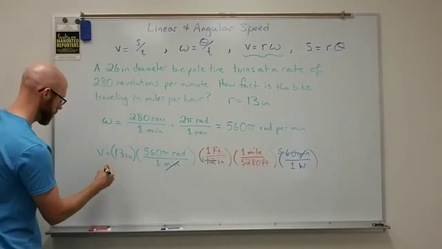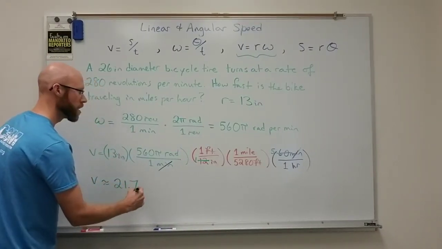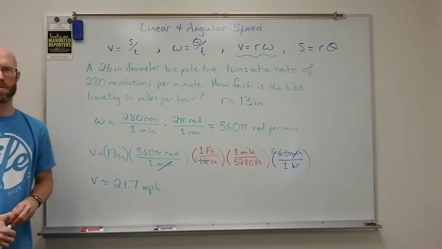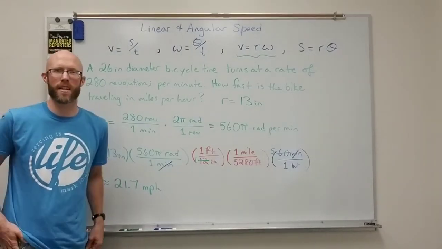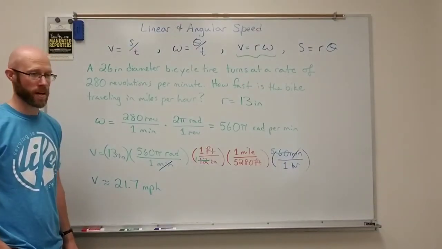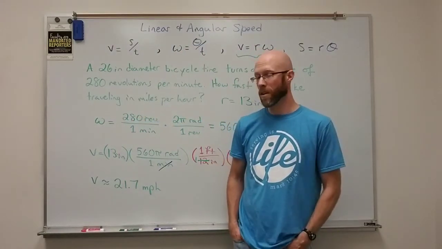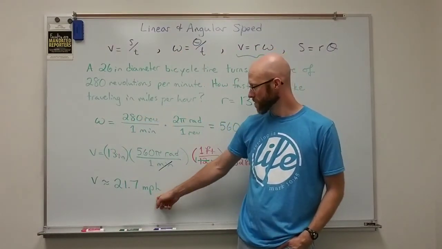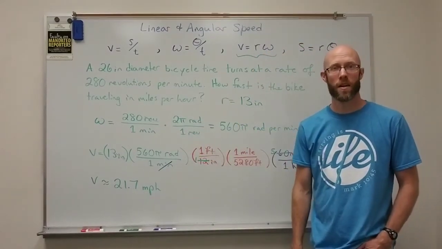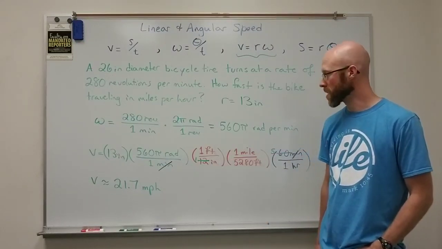So velocity then is approximately 21.7 miles per hour, which seems reasonable. That's a little fast probably for a bike. Depends on who's riding it and what kind of nice bike they've got. I know when I ride my bike, I average around 15 to 16 miles per hour if I don't have a headwind. So they're riding pretty fast there, but that's okay. Whatever the numbers give us, that's what we get. So 21.7 miles per hour is what we have there.